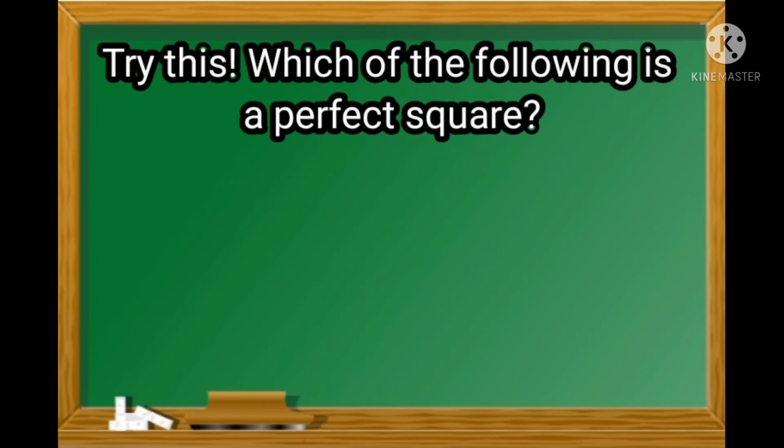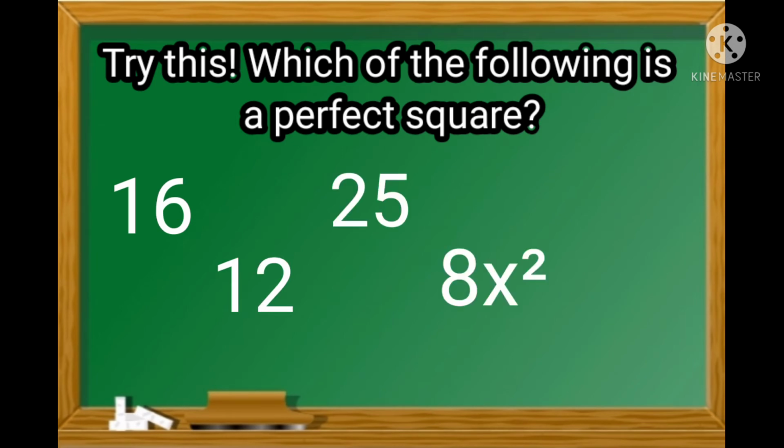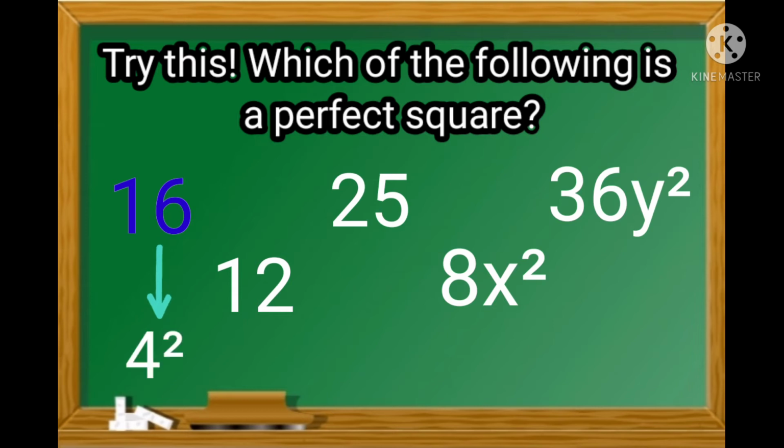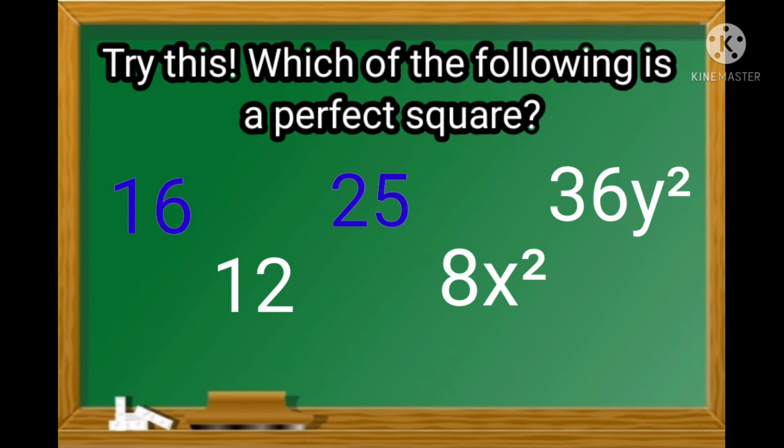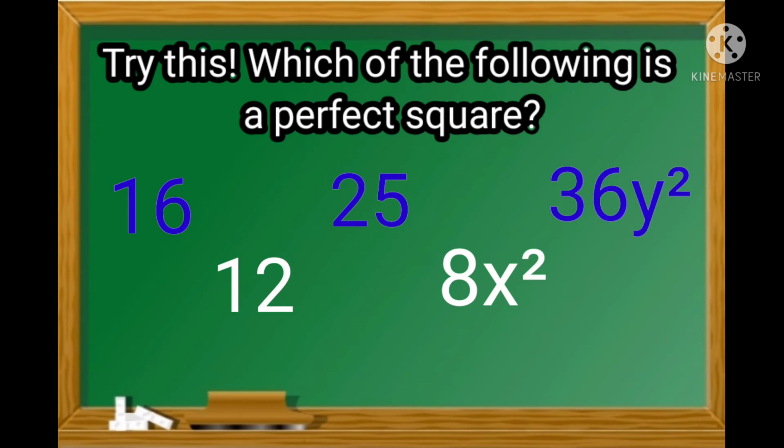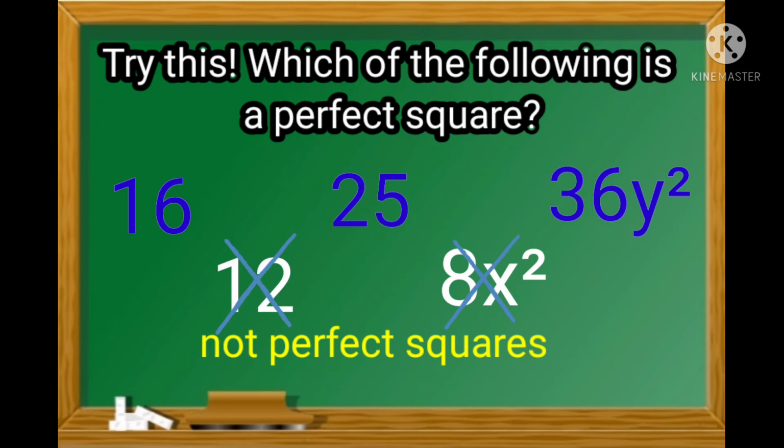Let's try this. Which of the following is a perfect square? 16, 12, 25, 8x squared, and 36y squared. The perfect squares are 16 because that is equivalent to 4 squared. Another is 25 because that is equivalent to 5 squared. And 36y squared is also a perfect square because it is equivalent to 6y squared. Whereas 12 and 8x squared are not perfect squares.